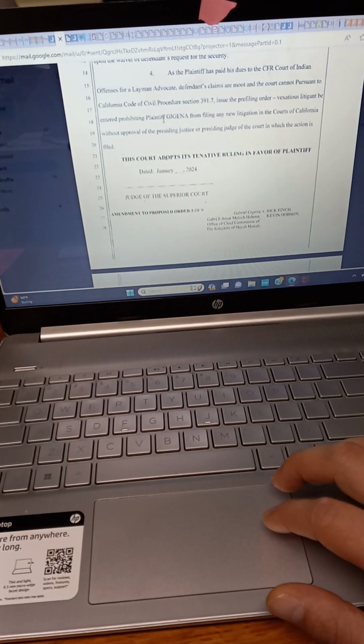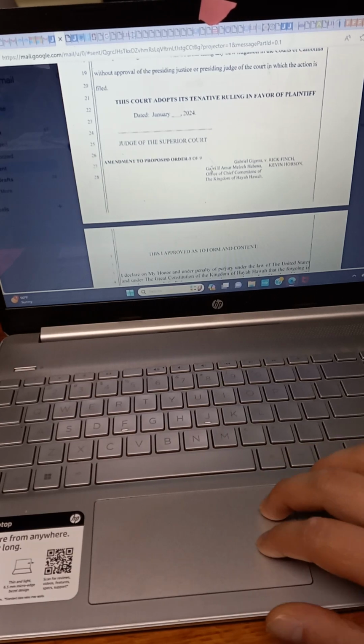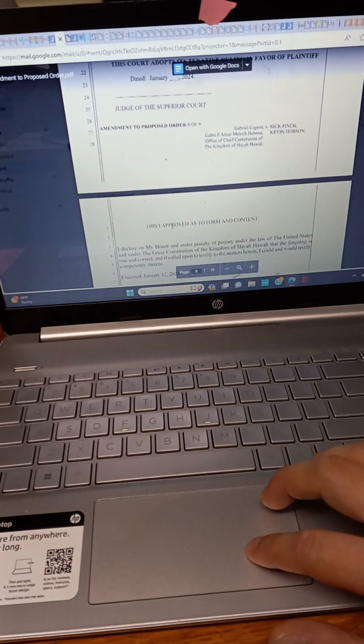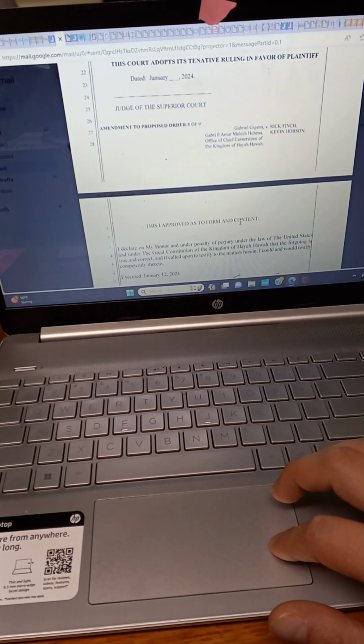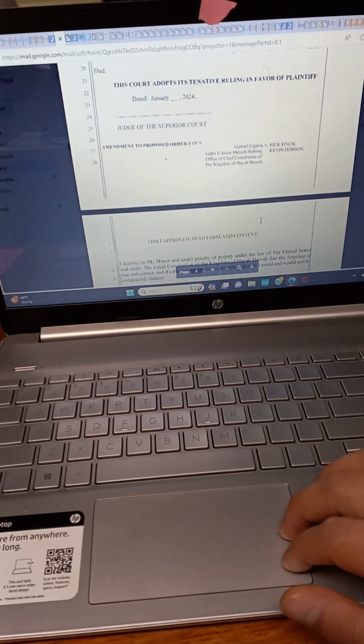Because I represent the tribe. And then this court adopts its tentative ruling in favor of the plaintiff, and then I had the judge sign it. And then this, I approved as to form and content. So I approved it. Okay?